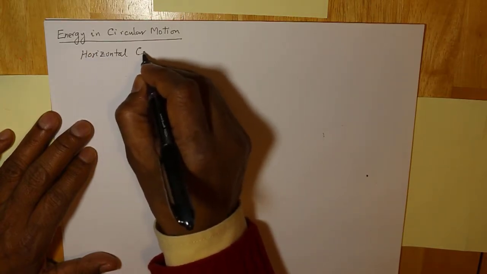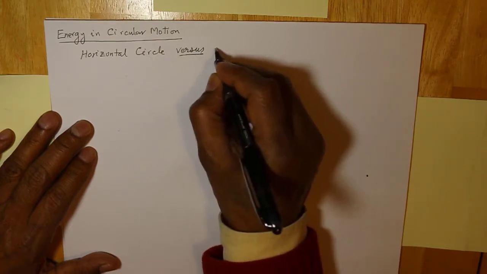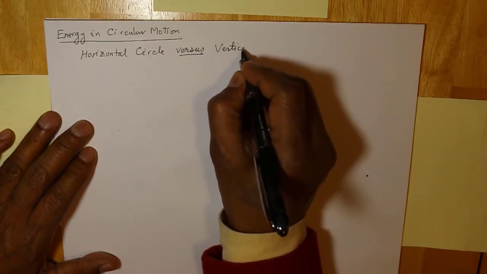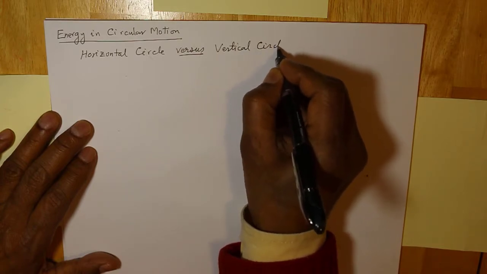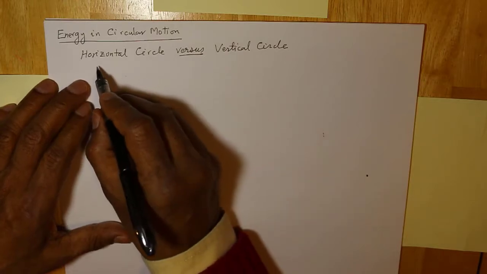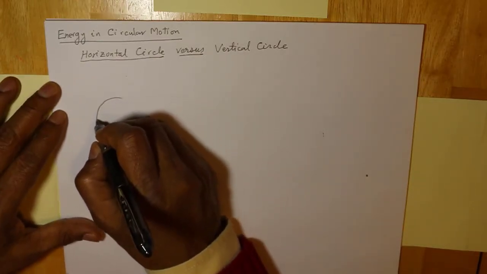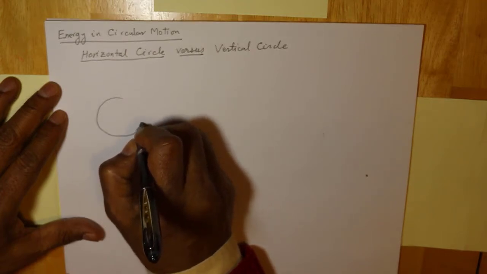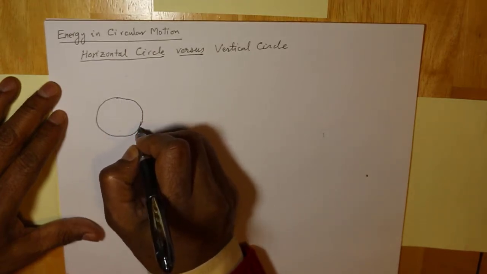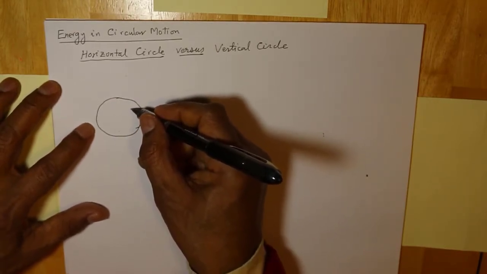Horizontal circle versus vertical circle. Why do we do that? Well, if you look at a horizontal circle, say this is a horizontal circle. I may actually draw a little bit differently.